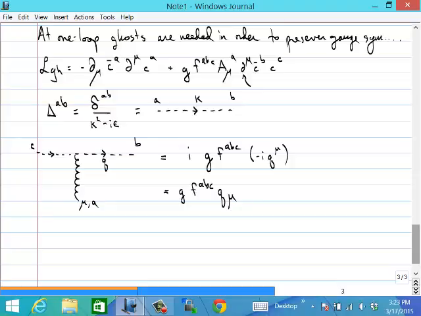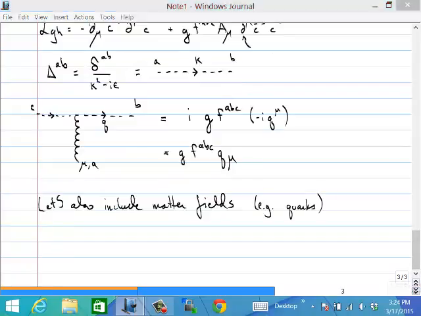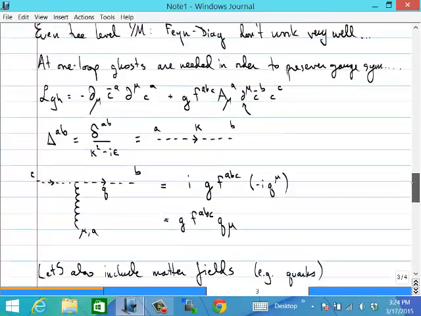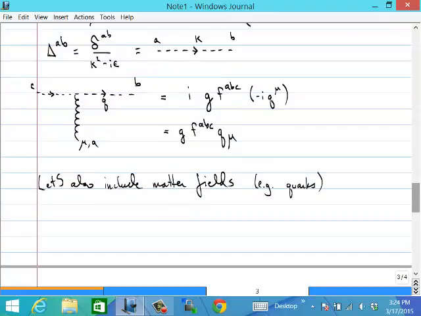And finally, of course, Yang-Mills theory is only interesting, or most interesting, if we have matter fields. So let's also consider fields that are charged under the gauge bosons, such as quarks. So what is the Lagrangian describing those quarks and their coupling to the Yang-Mills field?